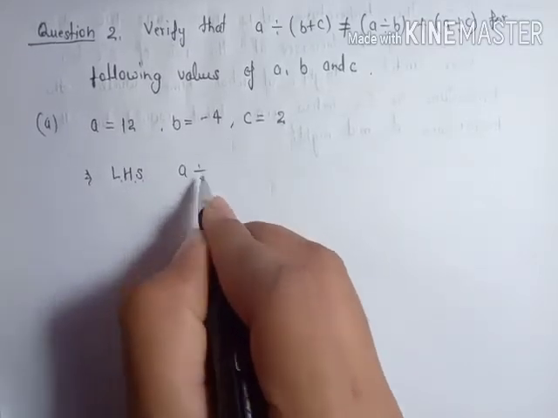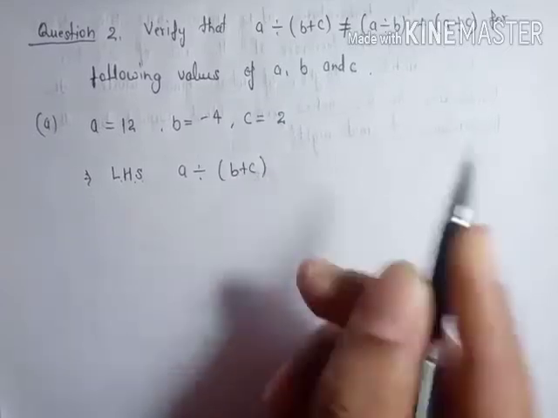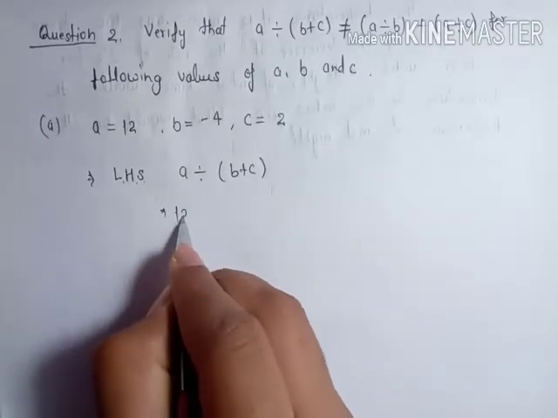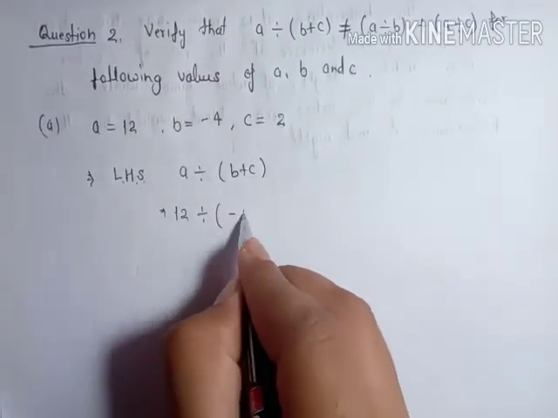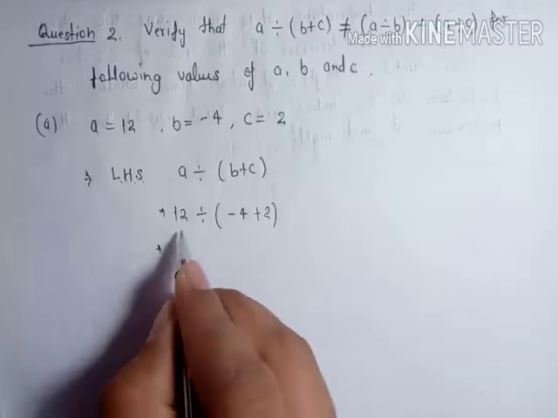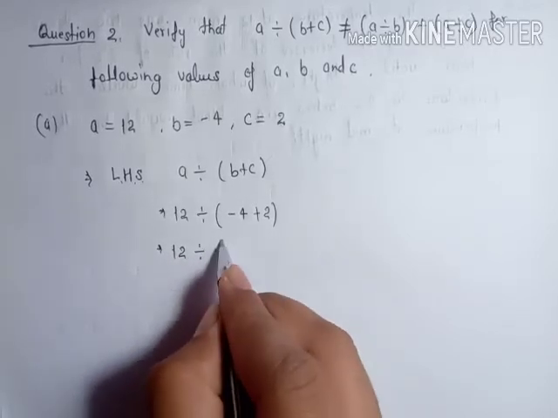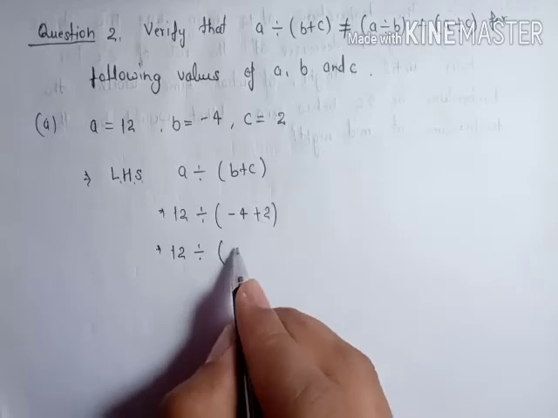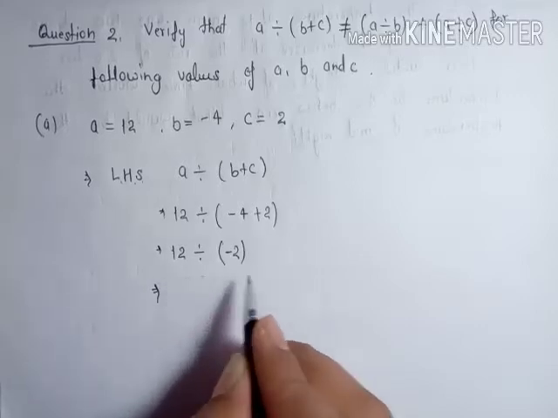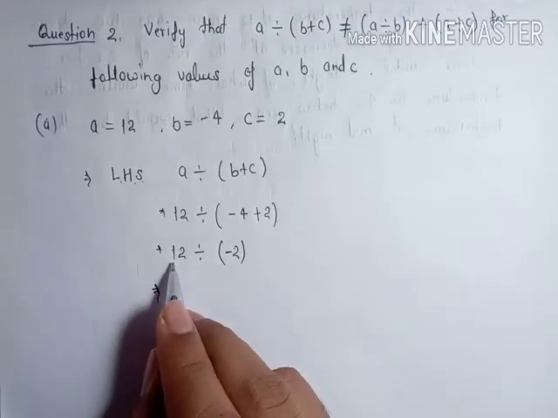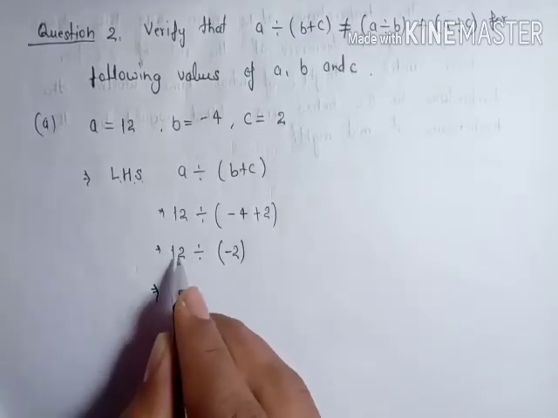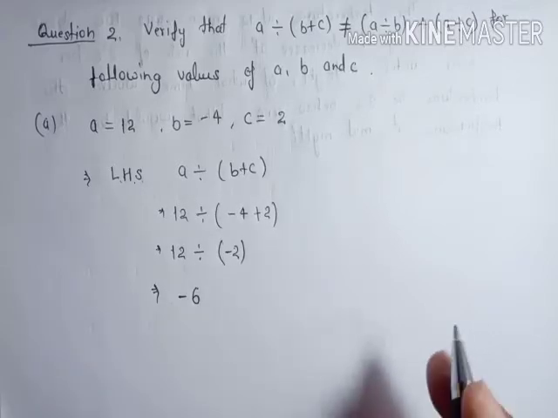It is a divided by (b plus c). You can see that a is divided by b plus c. So the value of a is 12 and divided by b plus c, that is minus 4 and plus 2. The value of c is 2. It is 12 divided by the sum of minus 4 and 2, which is 2, but with a negative sign. And you know what? 12 is divided by minus 2. This time this is a positive integer, this is a negative integer, so our answer is a negative integer. 12 divided by 2 is 6, and this is minus 6.